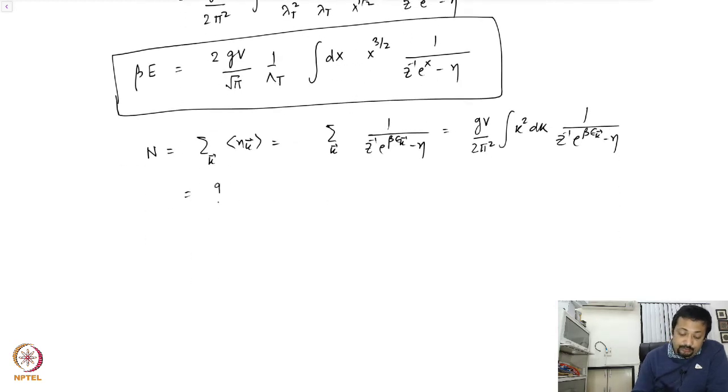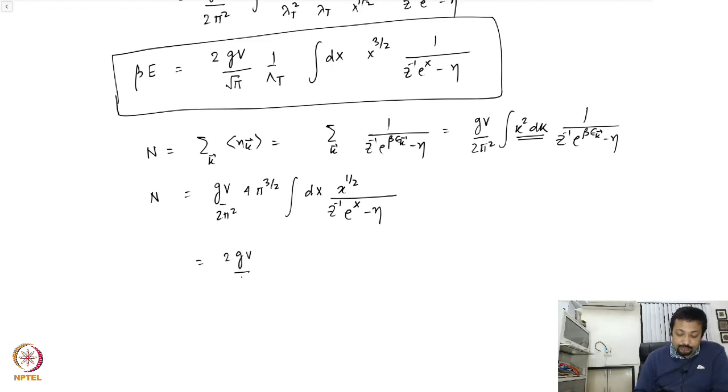So that means this term is going to be gV over 2 pi squared. I'm going to have 4 times pi to the power 3 half from k squared and dk both, and this is going to be dx, x to the power half, z inverse e to the power x minus eta. So that this again becomes twice gV. Sorry, there is also going to be a thermal volume lambda_T, don't forget that. 1 over lambda_T, dx, x to the power half, z inverse e to the power x minus eta.